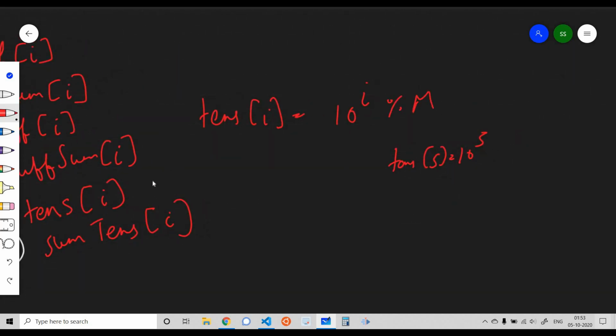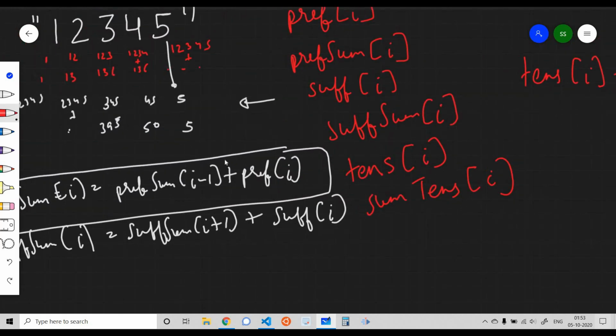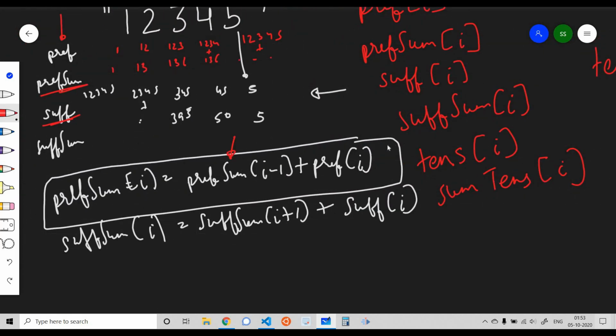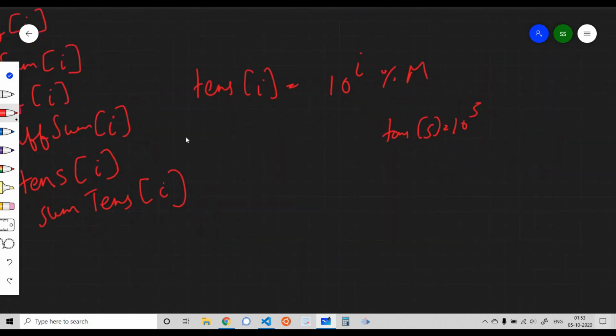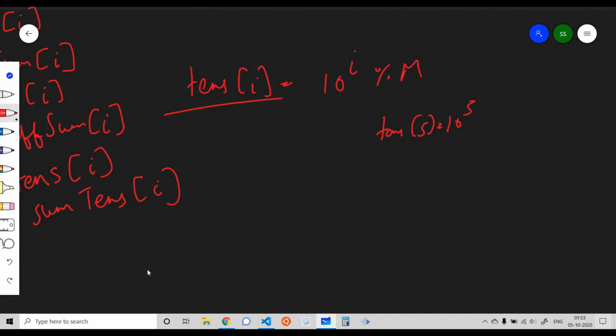So it will not go beyond the range of integer. Here as well, whenever I'm finding out these terms, I'm continuously taking the modulus of the given value which I was taking. Now this was the 5th term, and the last term is sum tens I.